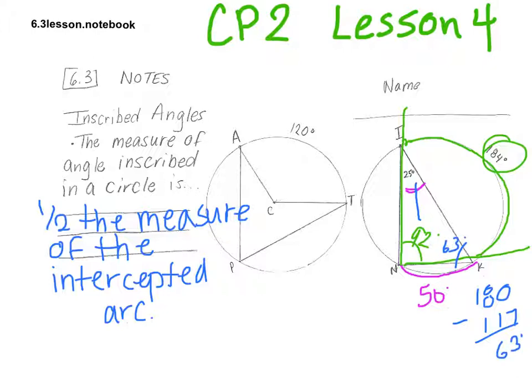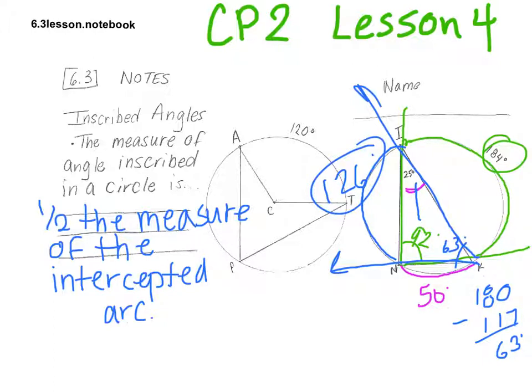To double check that that's correct, I can extend the sides of my 63-degree angle and find the intercepted arc. That intercepted arc has to be twice the measure of the inscribed angle. 63 times 2 is 126. Now if I add 126, 184, and 50, I should end up with 360 degrees.